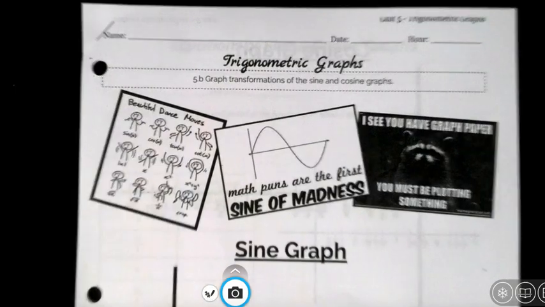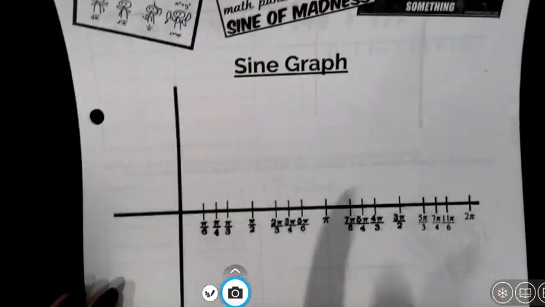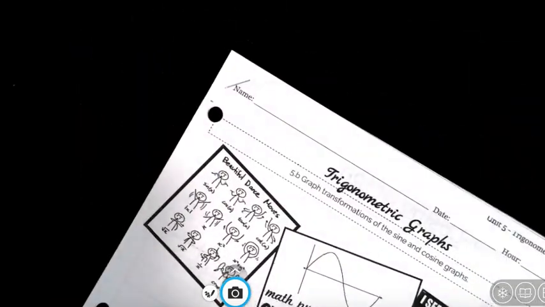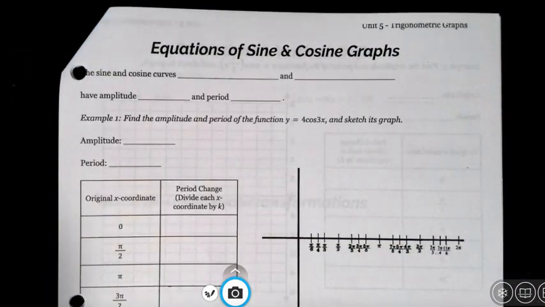So I'm actually going to skip the front page because the only thing that's on the front is the sine graph. And so I'm going to skip that for now. Same thing with cosine graph over here. So we're actually going to start on the second page where it says equations of sine and cosine graphs.